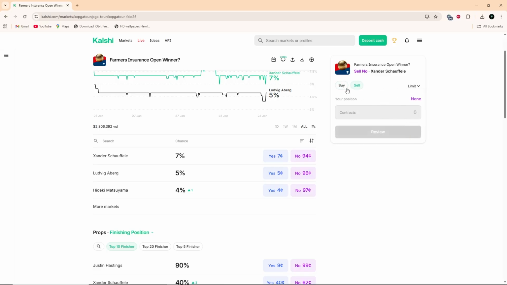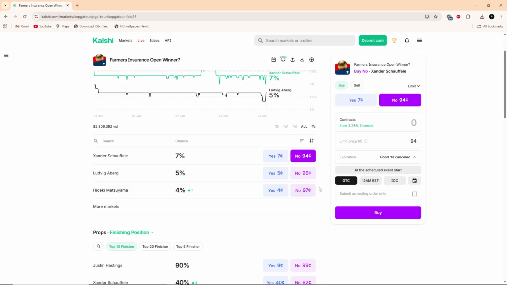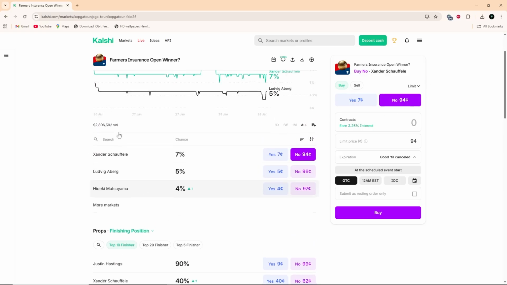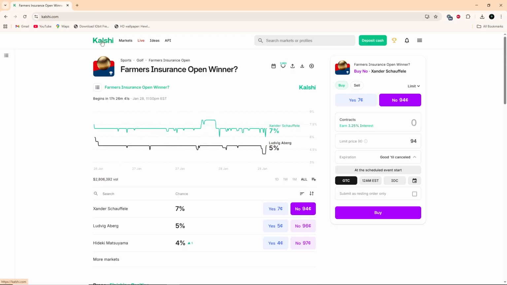There are two ways to trade. As a maker, you set your own price for a yes or no contract, and then wait for someone else to take the other side. As a taker, you immediately buy or sell at the best current market price. Both methods allow you to participate based on your strategy.